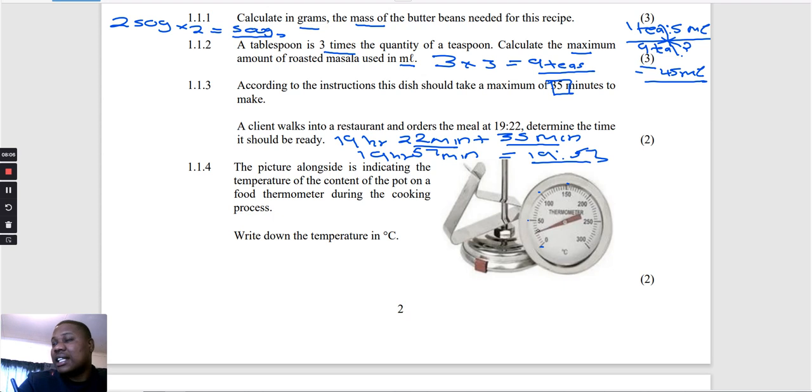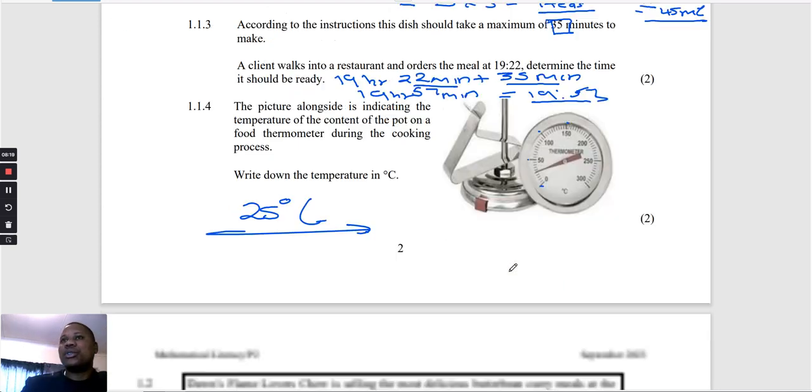So it means here we're going to say this is 5, 10, 15, 20, 25. It means the answer here is 25 degrees Celsius. Okay, let's continue to 1.5.